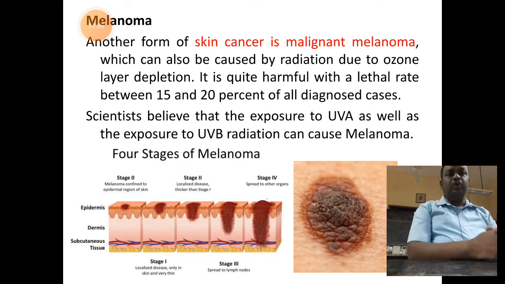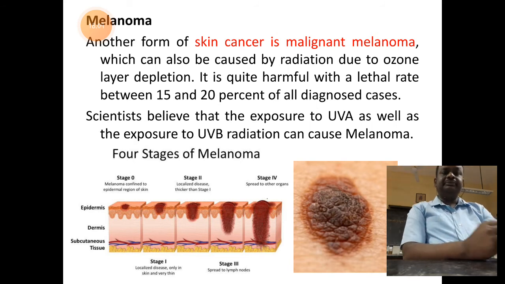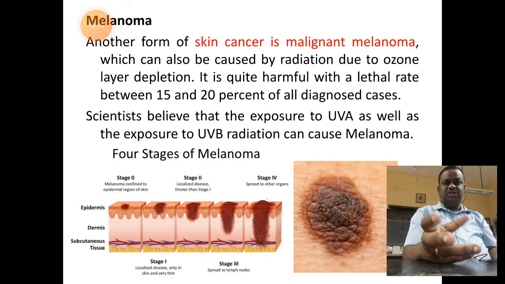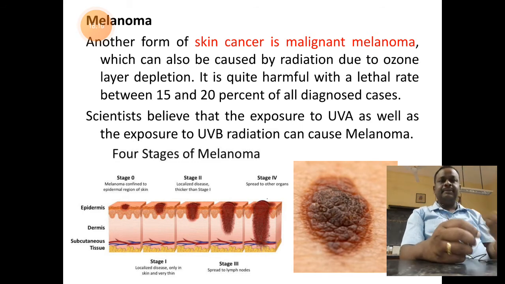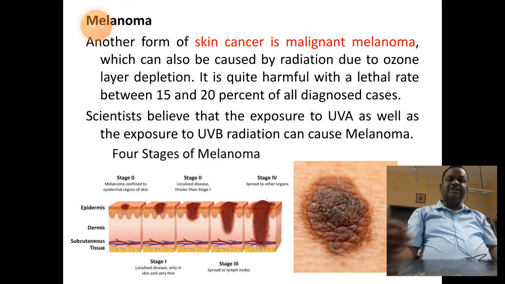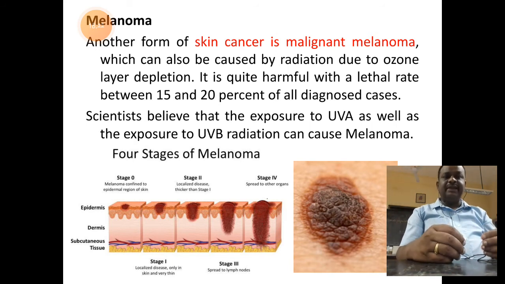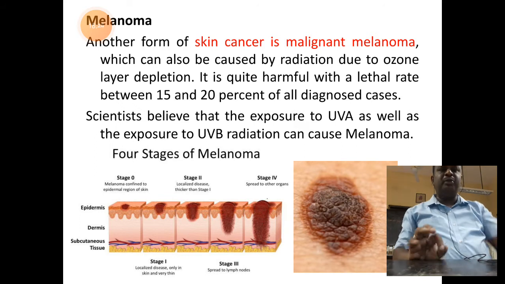Next is melanoma. It is another form of skin cancer which is due to the exposure of the skin to UV radiations of type A and B. So down is the picture where we can find the melanoma related to the skin cancers, how it enters stage by stage, and on the extreme right side we can find how the cancer of melanoma looks.